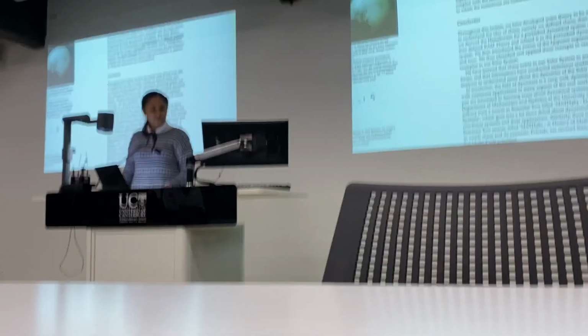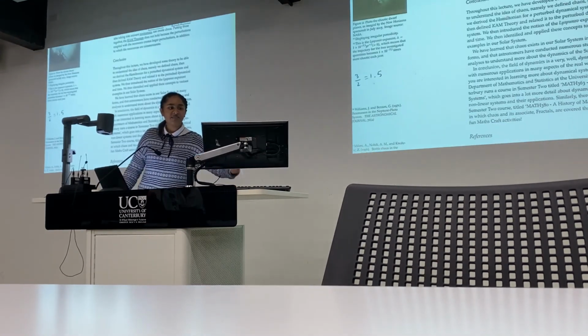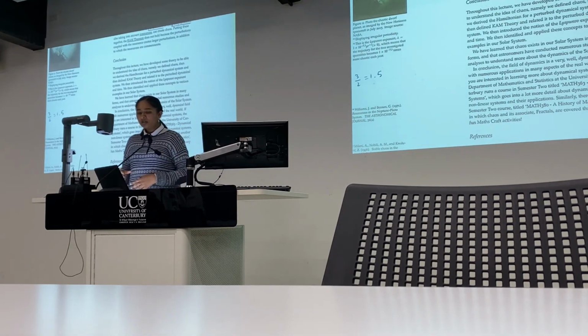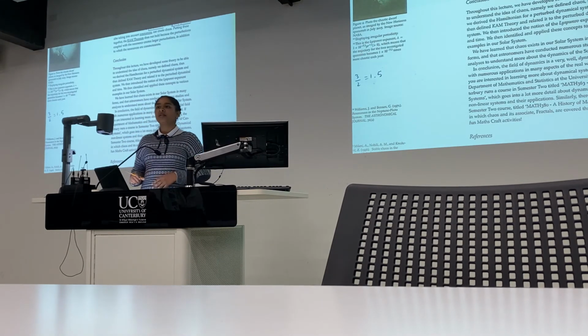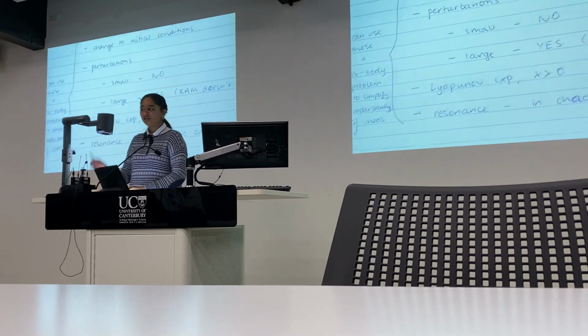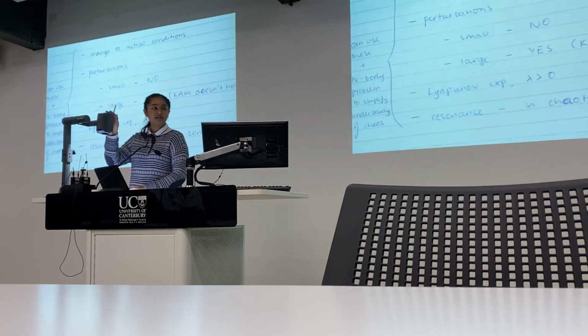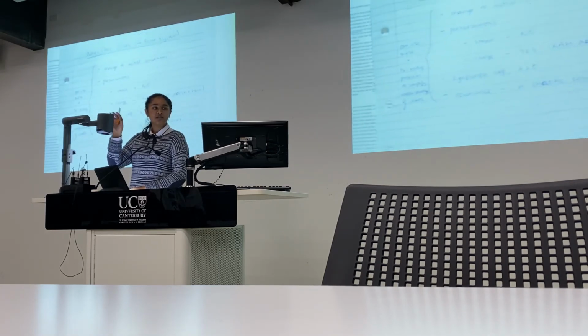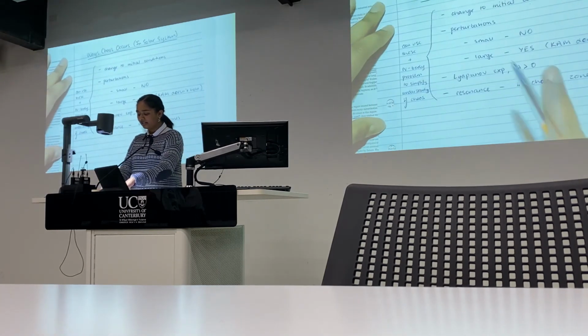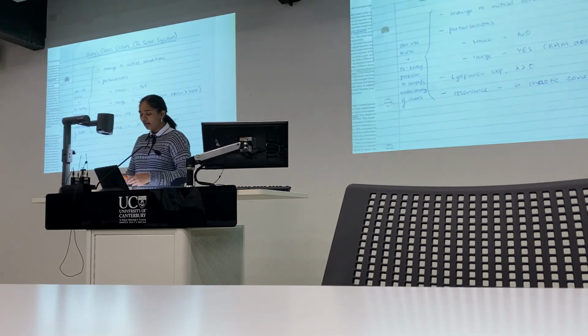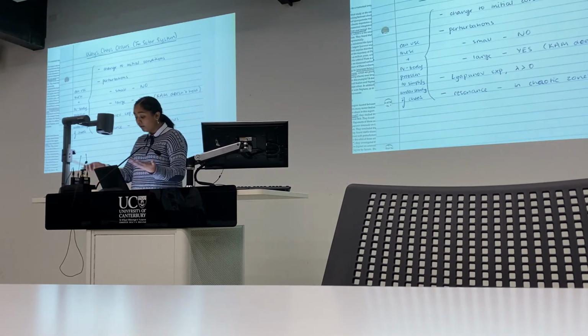Okay, so to conclude, we talked about chaos theory and some concepts related to chaos theory, and then we applied this to the solar system. The point that I tried to make during this presentation is a study of ways that chaos occurs in the solar system. And we saw that it happens in different ways.